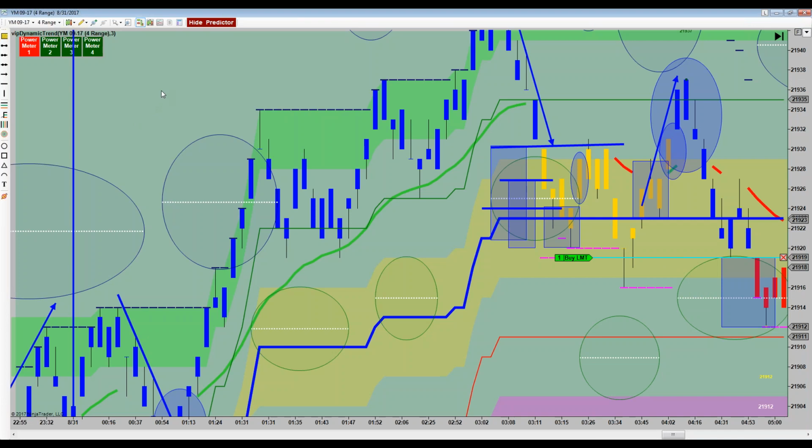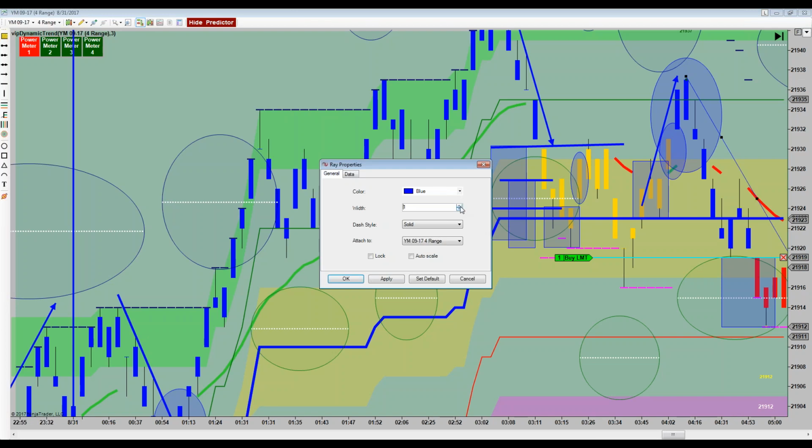Now there is another tool you can use. You can use your Ray tool. The Ray tool, everybody remembers how we use that. We put the position at the top, and then we let it go over the top of the wicks of the candles like such. Let me see if I can make that a little thicker so everybody can see it. There.